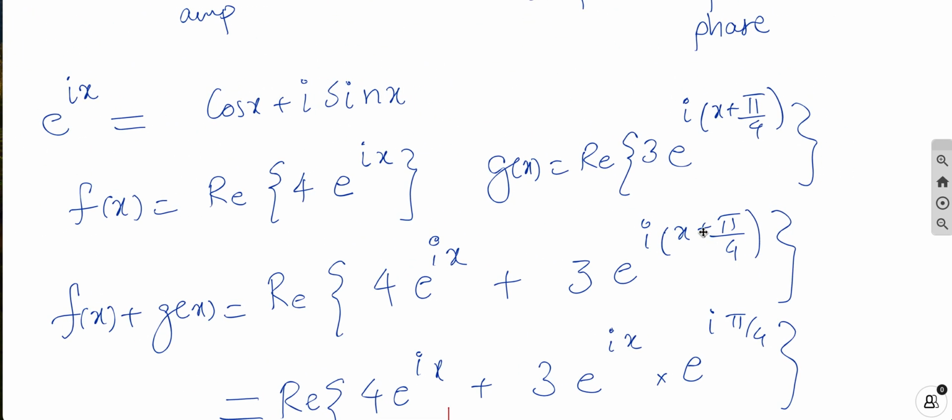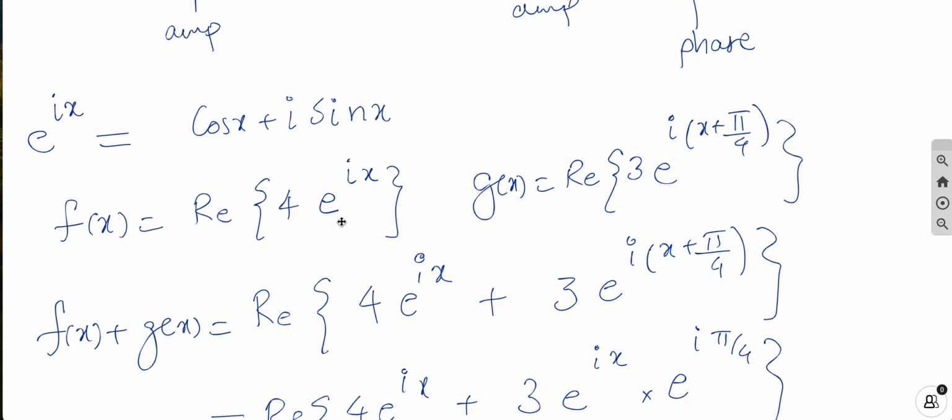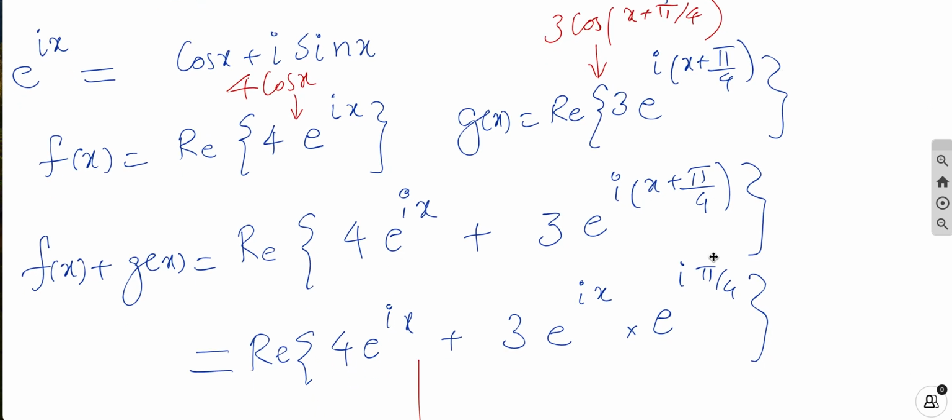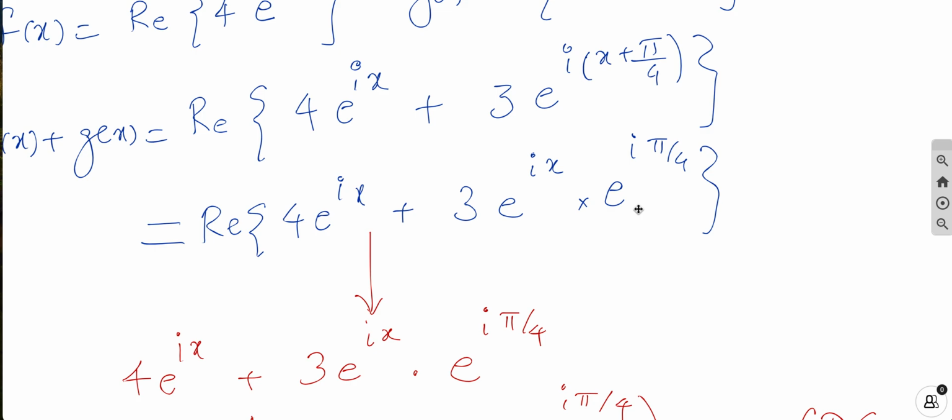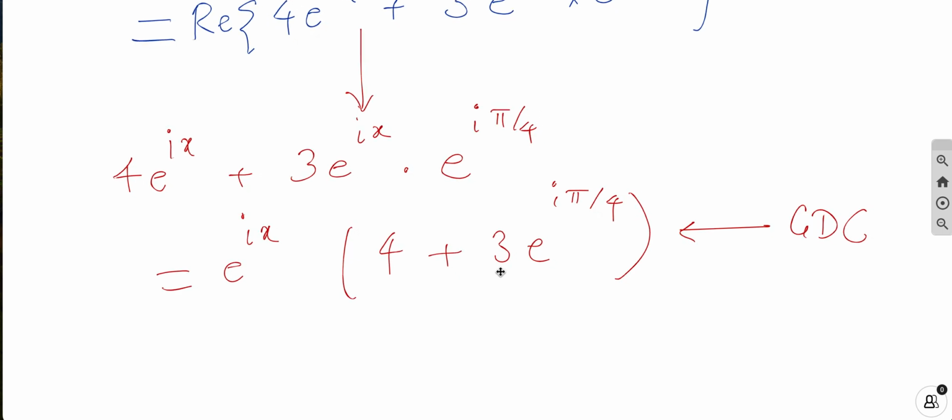So what are my steps? I'm first finding out f of x is 4 cos x, and therefore I rewrote the trig function as an exponent. Similarly, g of x was 3 times cos of x plus pi by 4. I also rewrote that as an exponent. And because they were only cos, I am taking only the real part. Then I said f of x plus g of x means simply adding these two complex numbers and taking the real part. Now I am only focusing on the addition aspect.